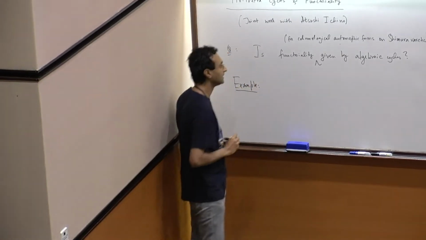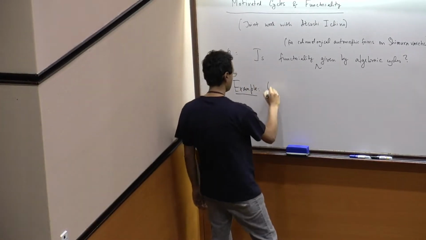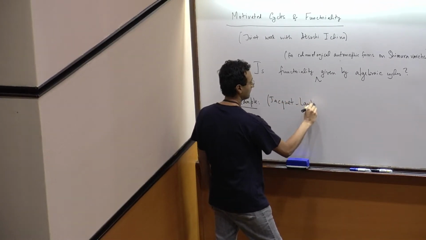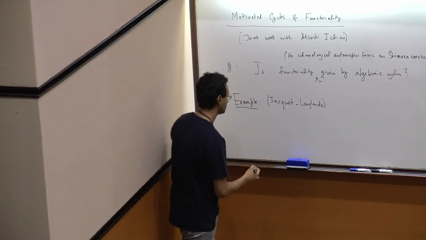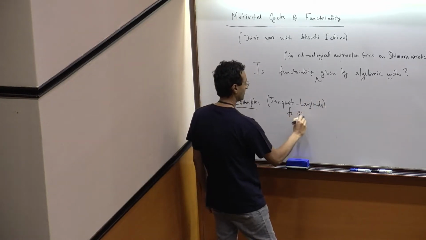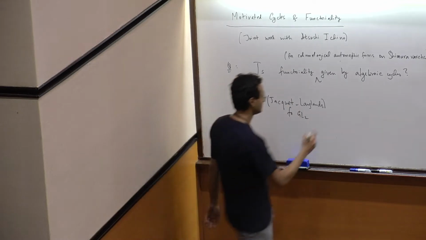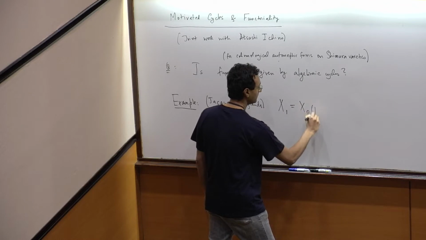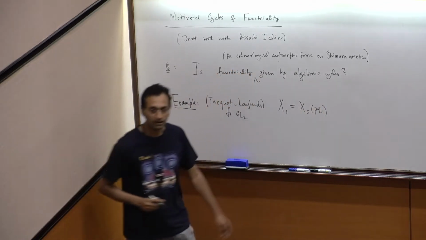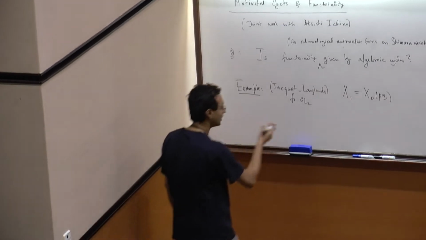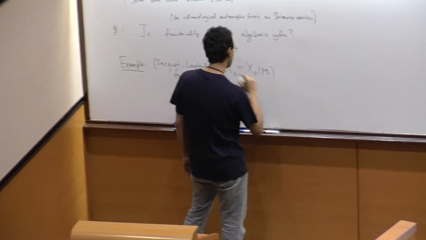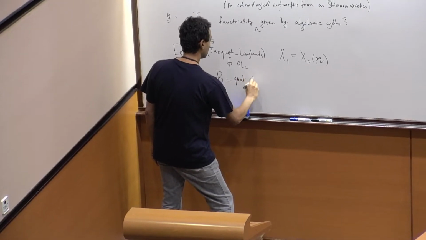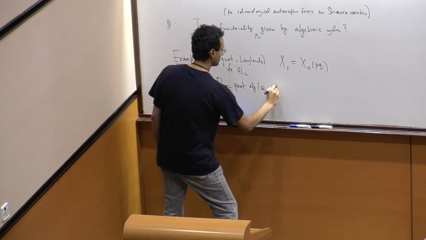More or less the simplest example of functoriality comes from what is called the Jacquet-Langlands correspondence for GL2. Here's a simple example you can keep in mind. Let X1 be the curve X0(PQ), where P and Q are two primes, P not equal to Q. And let B be the quaternion algebra over Q with discriminant PQ.